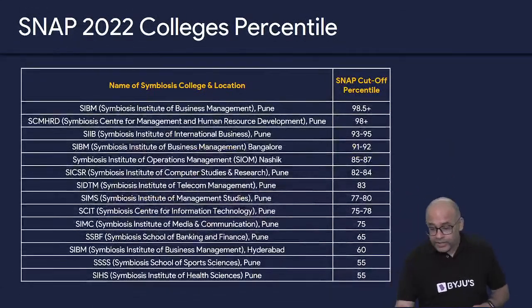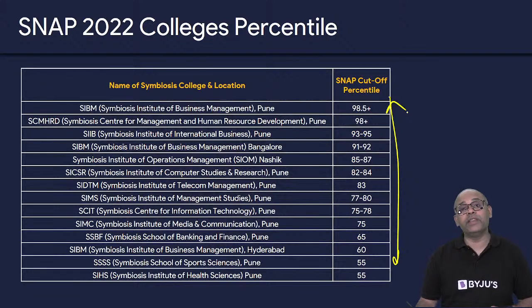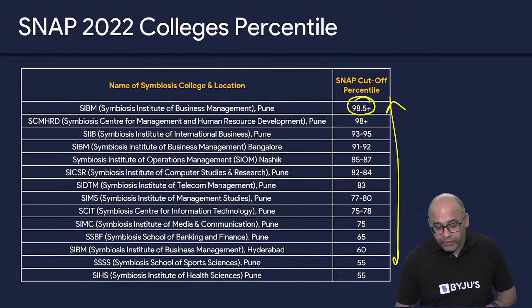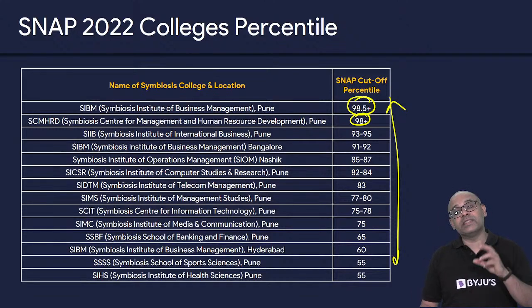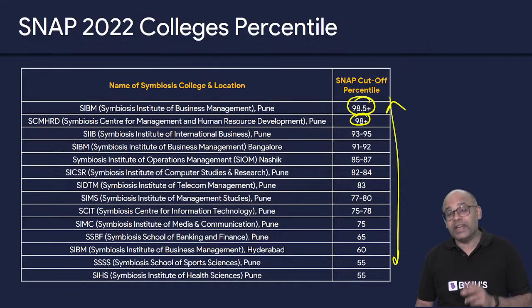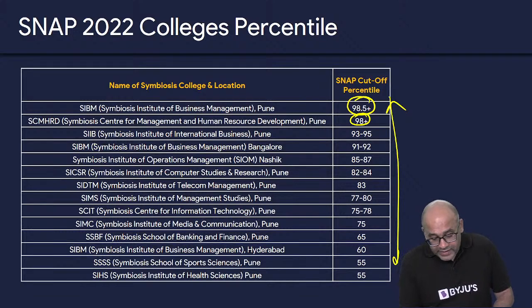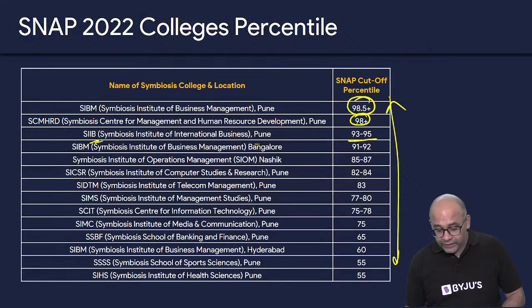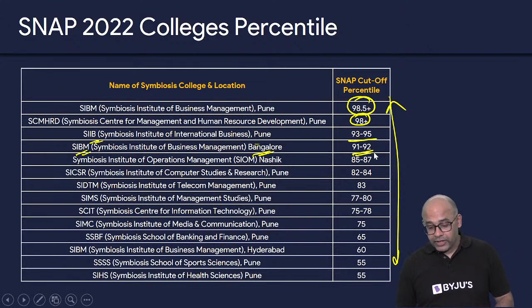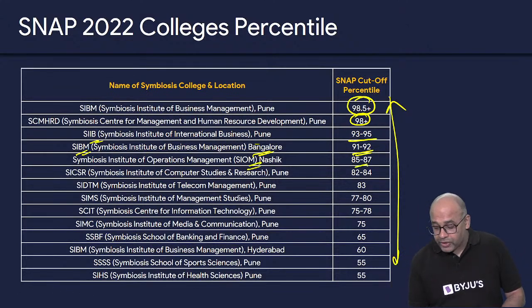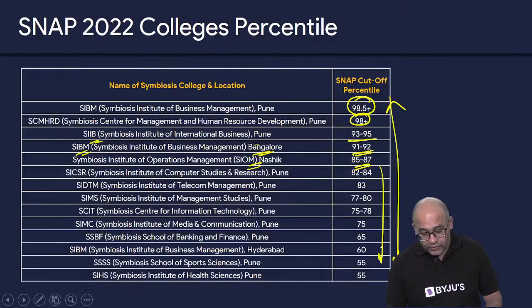Okay. So these are the percentiles, guys, college-wise. You're looking at 98.5 for your SIBM Pune, 98 plus for your SCMHRD. At 97.5 you might also get a call, but 98 is the safe side. Then you have SIIB Pune 93 to 95, SIBM Bangalore, which is gaining momentum, 91 to 92. Then you have SIOM Nashik 85 to 87, and then the rest of the colleges.